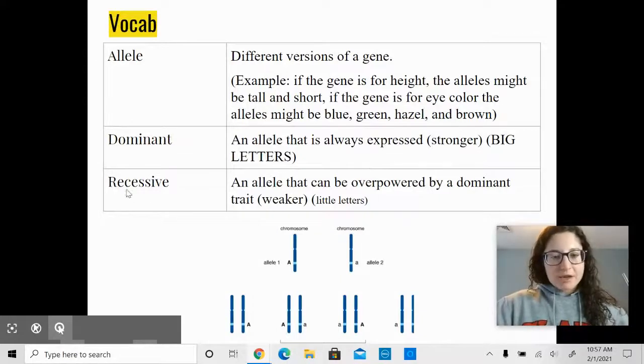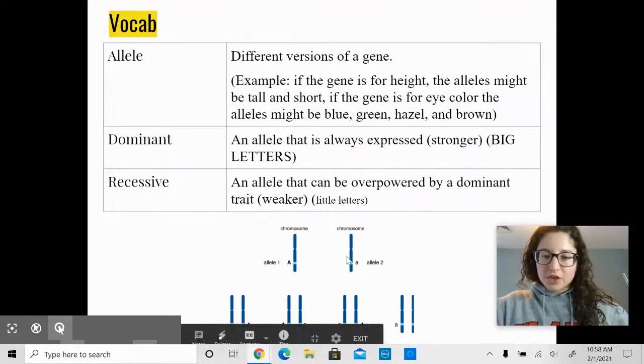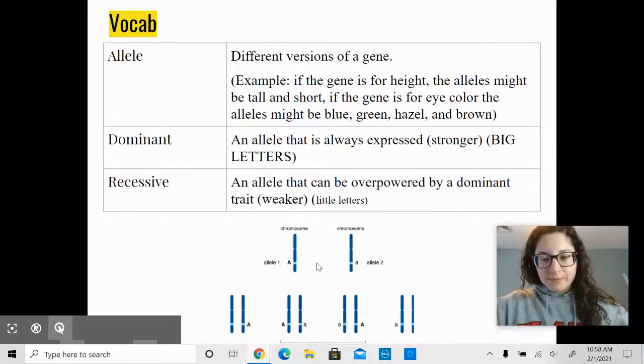The opposite of that would be the recessive allele. So the blue-eyed gene or allele would be your recessive allele. And this is the allele that is weaker, and it's written in the little letters. So this is, again, just to show you, these are chromosomes right here. And so we're saying that we have a gene called A over here, and we have a dominant allele A, and we have a recessive allele a. And that's just showing you the different alleles within chromosomes and genes.